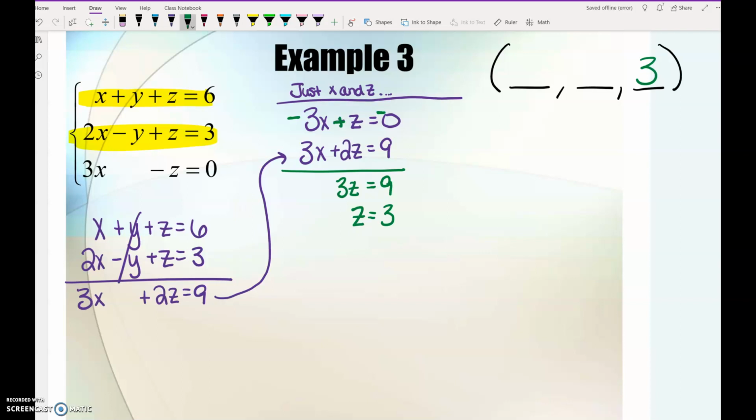Now that I know z is 3, I'm going to use one of these other equations. Do you care which one I use? Top purple or bottom purple? Top purple. So if I use this equation with z is 3, I'll use the original version. The original version was 3x minus z equals 0. So 3x minus 3 equals 0. x equals 1.